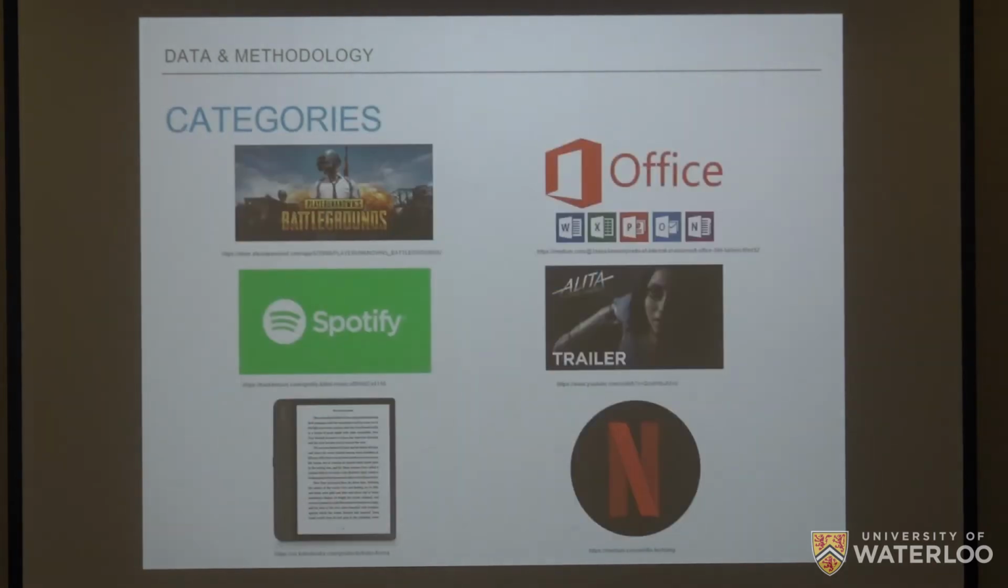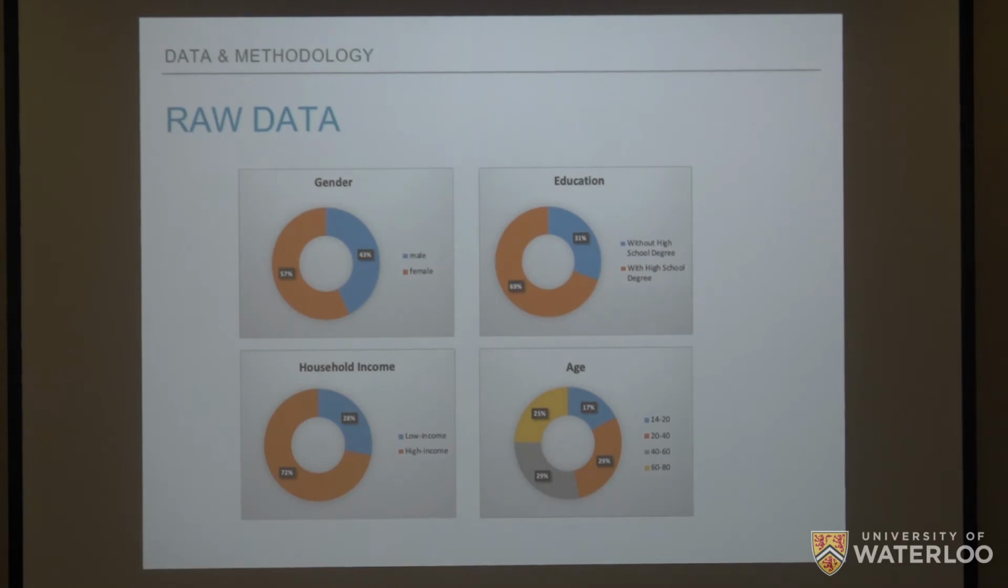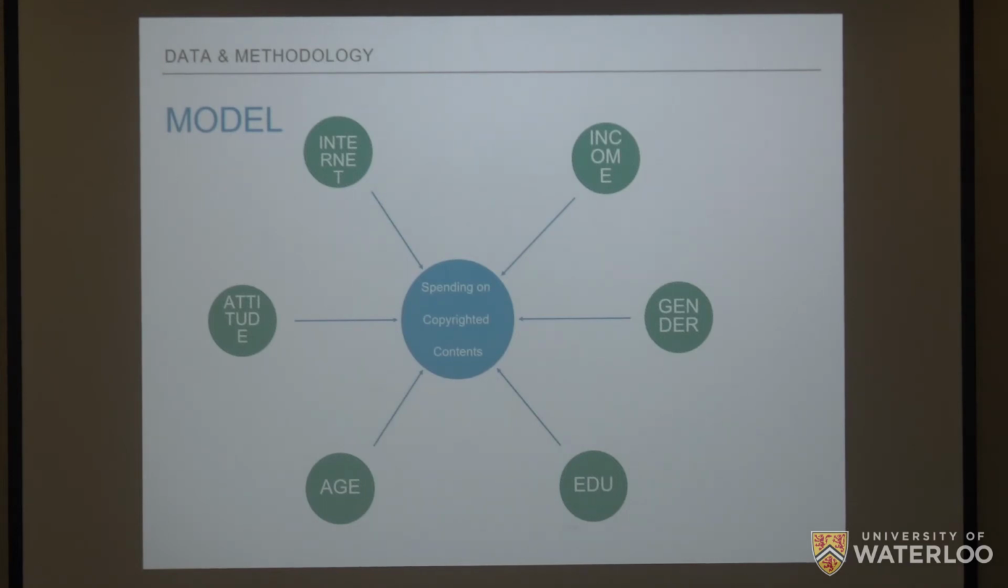And the second group is what we call the characteristic variables. It includes gender, education, household income, age, and other related variables. Here's our model, which we call the spider model. It has two functions. The first is to decide which characteristic variables should be included in this model. The second is to show how each variable influences the main variable, which is spending on copyrighted content. The target is to determine the determinants of total spending on copyrighted content.